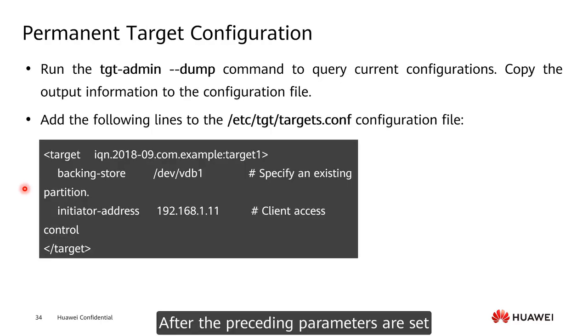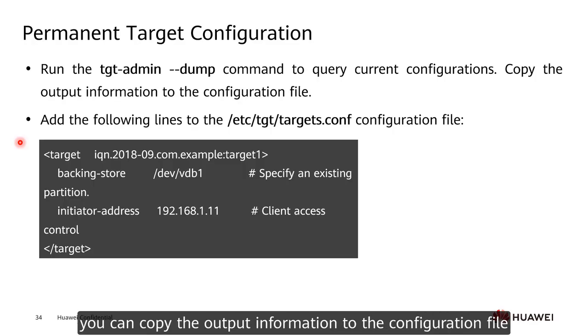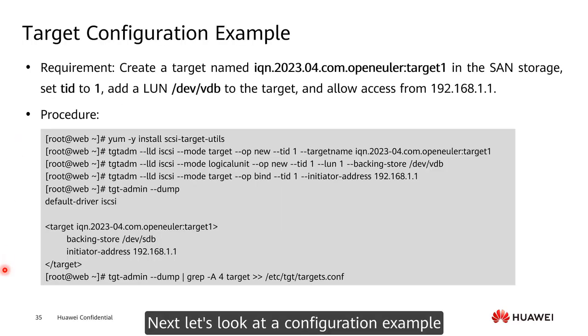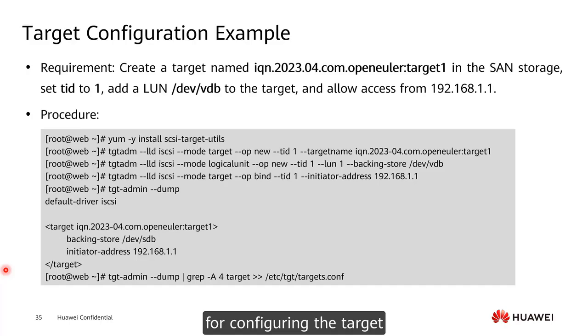After the preceding parameters are set, run the tgtadm --dump command to view the current configuration. If you want to save it permanently, you can copy the output information to the configuration file. Next, let's look at a configuration example for configuring the target.